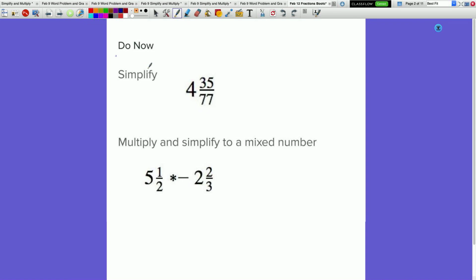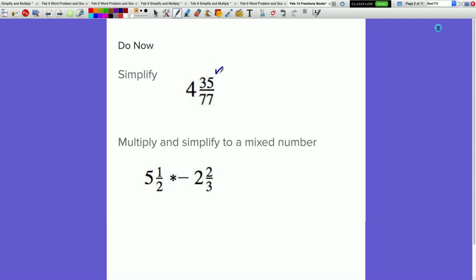Let's go ahead and get started in our notes here with a little bit of practice of simplifying and multiplying fractions. Copying on this first one, we have the mixed number 4 and 35/77. When I go to simplify this, I'll simplify just the fractional part first. So ignore that 4 for a second and see, can we simplify just 35/77?